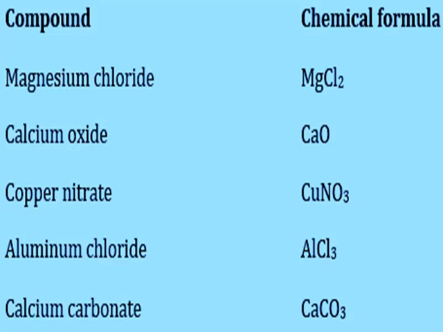If we consider the total number of atoms in a molecule, it is atomicity. So the atomicity of magnesium chloride will be 3, of calcium oxide 2, of copper nitrate 5, of aluminium chloride 4, and of calcium carbonate 5, as one atom of calcium, one atom of carbon, and three oxygen atoms are bonded chemically to form a calcium carbonate molecule.